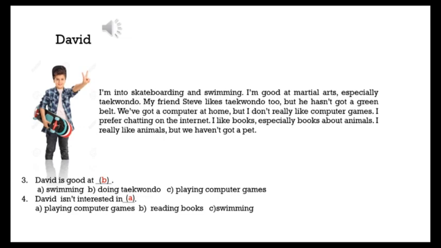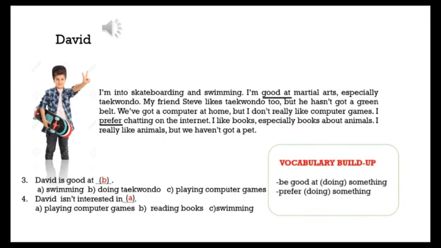Now let's learn some vocabulary. To be good at doing something, we use when you want to express that you are well capable of doing something. For example, He is good at playing the piano. And to prefer doing something simply means to like one thing better than another. For example, I prefer dancing to singing.